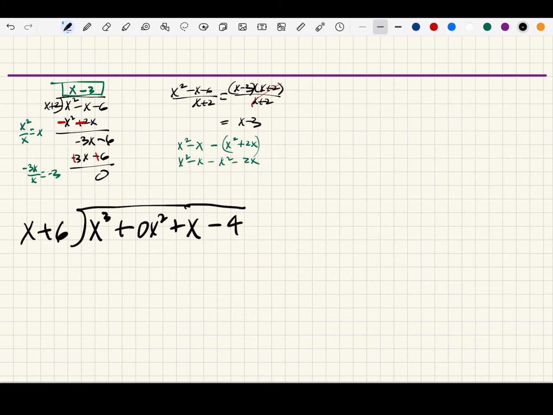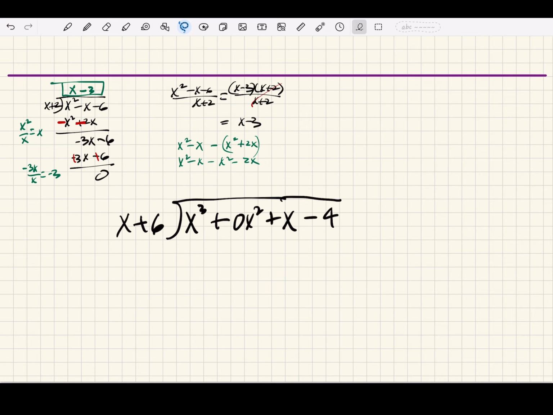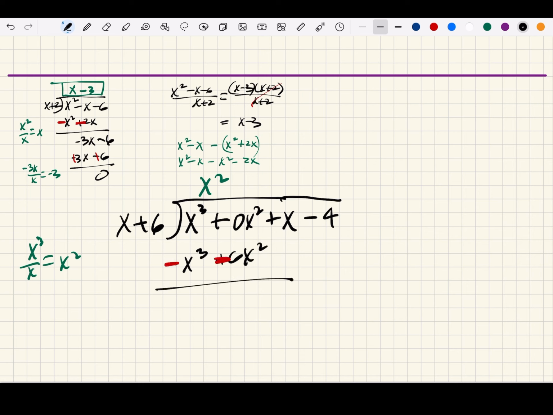So now I just do the same thing that I did before. I'm going to divide x cubed by x. That's going to be x squared. So I write that x squared up there. Now I multiply. So I have x cubed plus 6x squared. Change the signs and add. And the x cubes go away. Again, they better. And then when I add 0x squared and minus 6x squared, I have minus 6x squared.